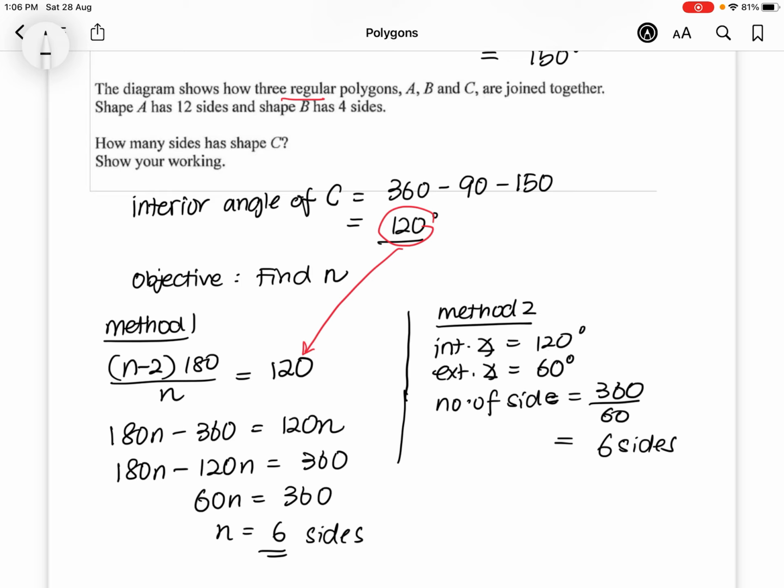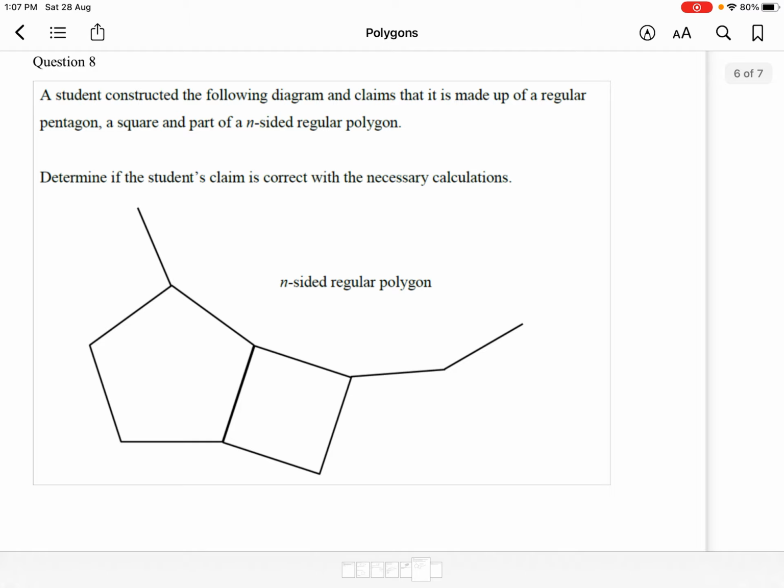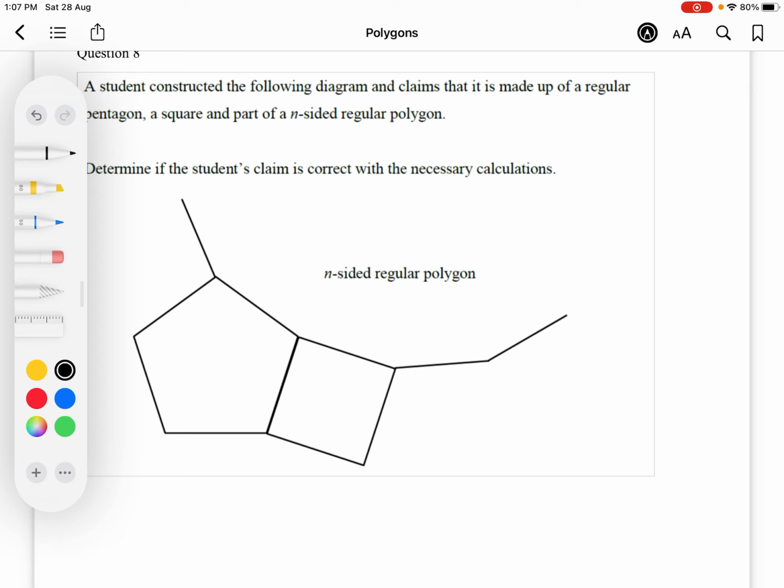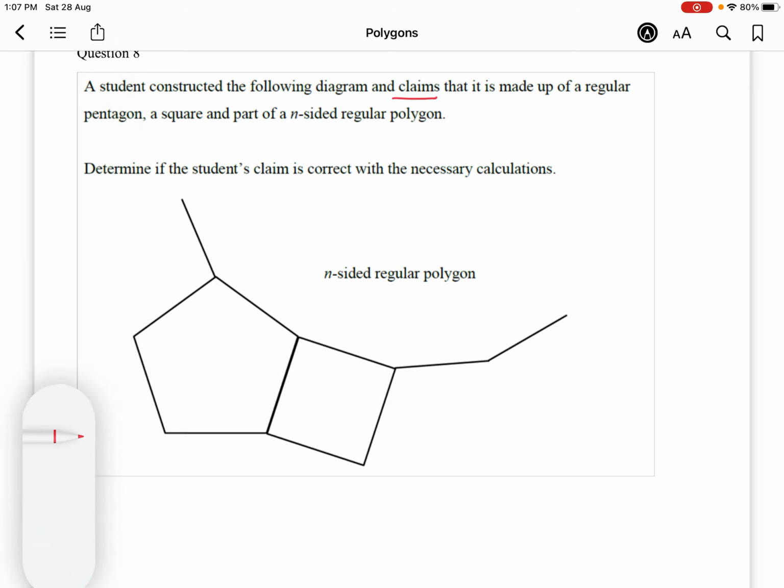Okay, so this type of questions is quite commonly repeated in the O levels itself, so it's something that you definitely need to know. Right, now let's move on to the next question. Given this question over here, a student constructs the following diagram and claims that this is made up of a regular pentagon. Okay, claims that this is true. Claim way, so don't know whether it's true or not. You need to check. Made up of a regular pentagon.